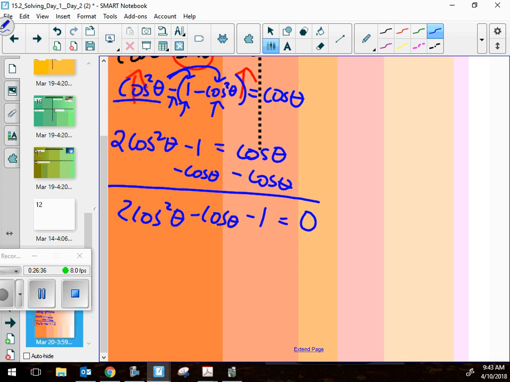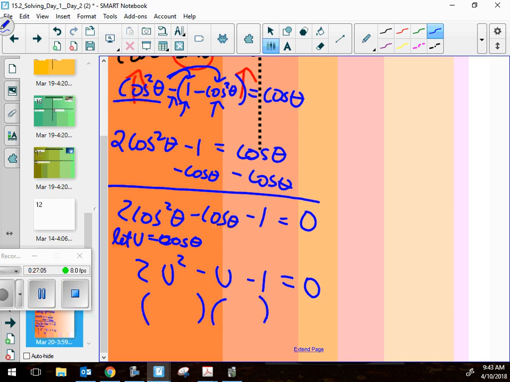And at this moment, the people that need to could do a u substitution just to make this simpler and say 2u squared minus u minus 1 equals 0. Because then maybe you'll be able to factor it. If you don't need to do that, you can go ahead and factor it with cosines in it if you want to. But this might help you to let u equal cosine. Then this factors into 2u and u. And it's got to be a minus 1 and a plus 1. I just got to put them in the right spots.